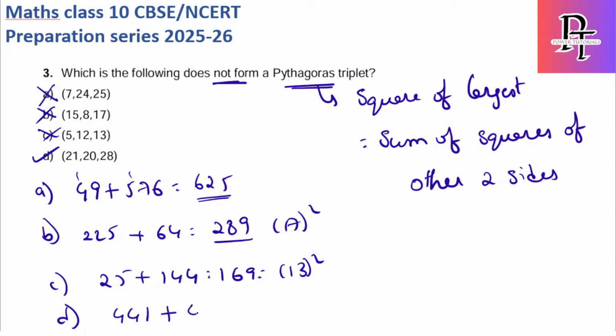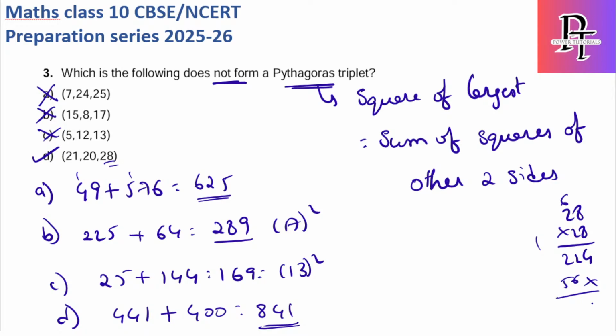20 square is 400. So this value is 841, which is not equal to the square of 28. Why? Because 28 square, let's find it out and verify. 28 into 28, it is 64. 16 plus 2, 22, 2 is 16, 1, 2 is 4, 5. So I got the value as 46 plus 2 is 8. I got the value as 884.